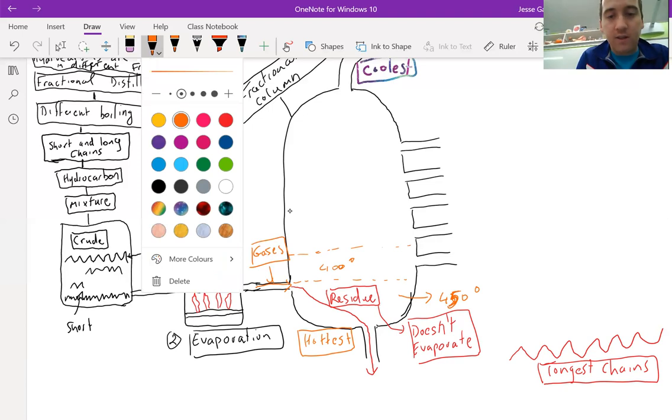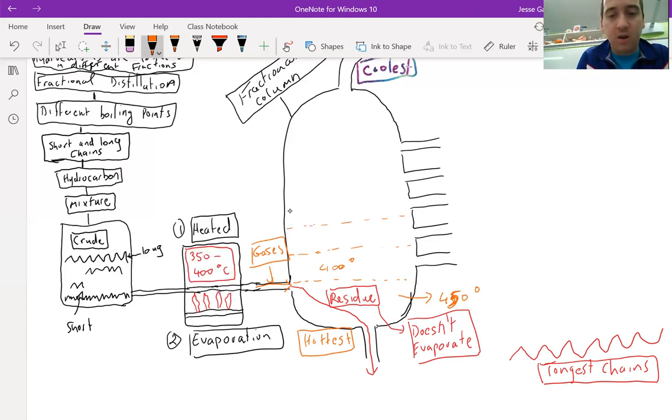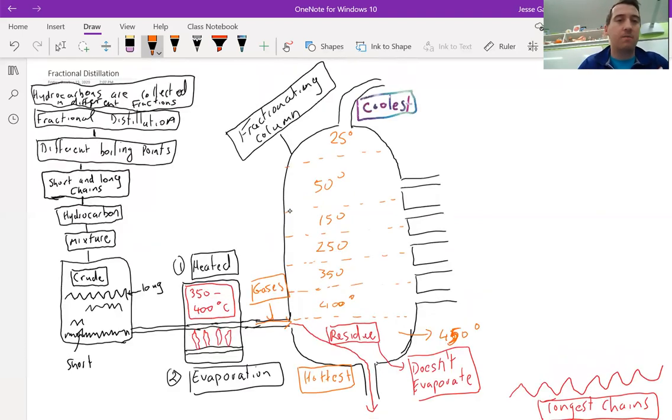We've got 400 degrees and then as we move up the column, it's getting cooler. So we'll say 350, up the column 250. It's cooling more rapidly now. Then we've got around 100 to 150. We've then got 50 degrees or so, and at the very top we're talking probably 25 degrees. So it gets cooler as we move up the column.